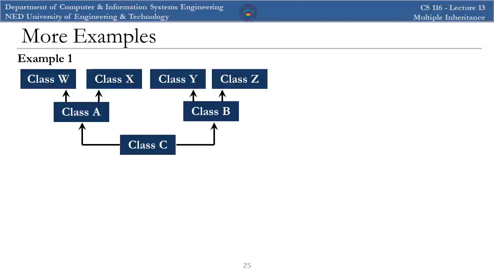So class C, class A, class W, and then class X. After exploring this left hand side branch completely up to the depth, we'll come to the right hand side branch, and then class B will be accessed, and class Y and class Z. So the order will be C, A, W, X, B, Y, Z, right? And you can write code by yourselves to test this. I'm not providing you code for this.